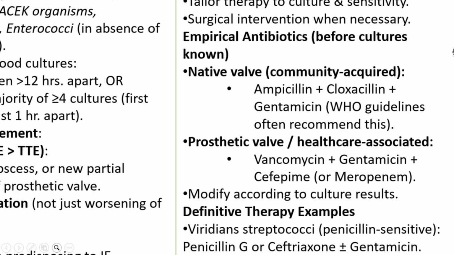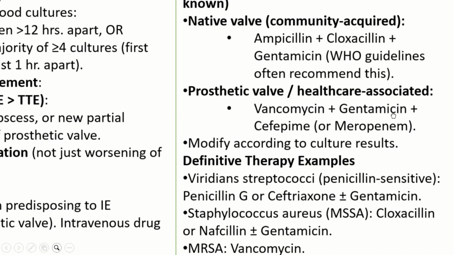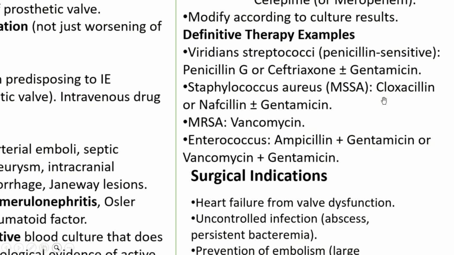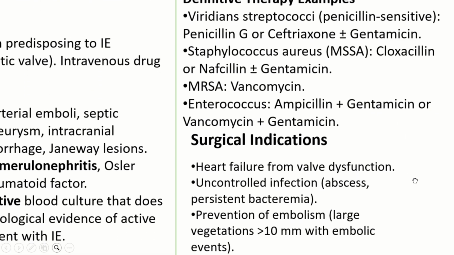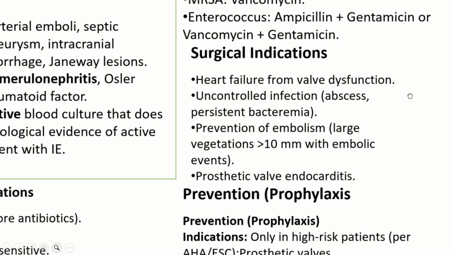So in antibiotics, when you have a native valve, we are going to mostly begin with ampicillin, ceftriaxone, and gentamicin. This is what WHO mostly recommends. Then for the prosthetic valve, we can give vancomycin and cefepime. Then we go to the definitive therapy. If you have streptococci that are penicillin sensitive, you can give penicillin G, or ceftriaxone plus or minus gentamicin. We can look at cloxacillin for Staph aureus, or nafcillin plus gentamicin. Then we can give vancomycin for MRSA, and so on.